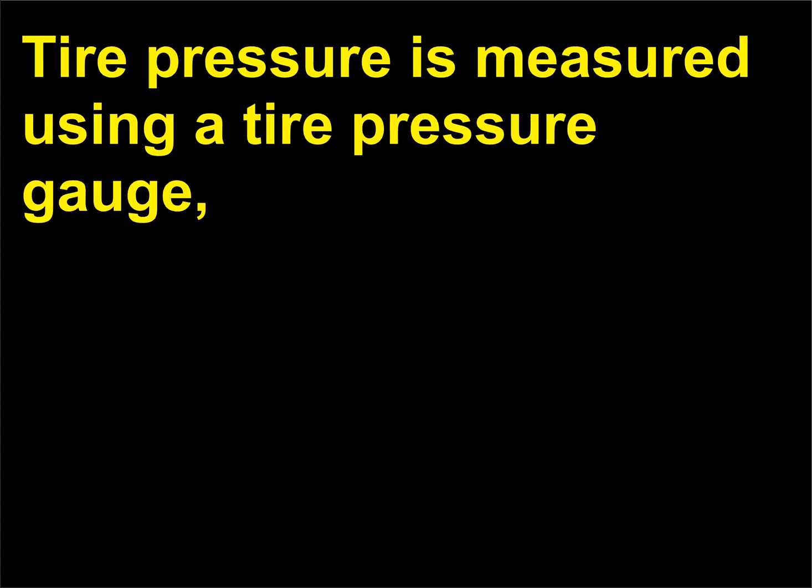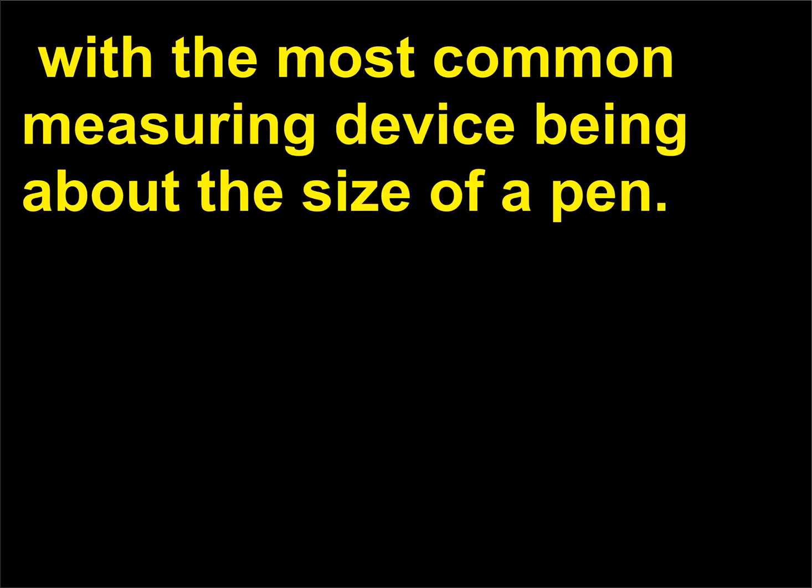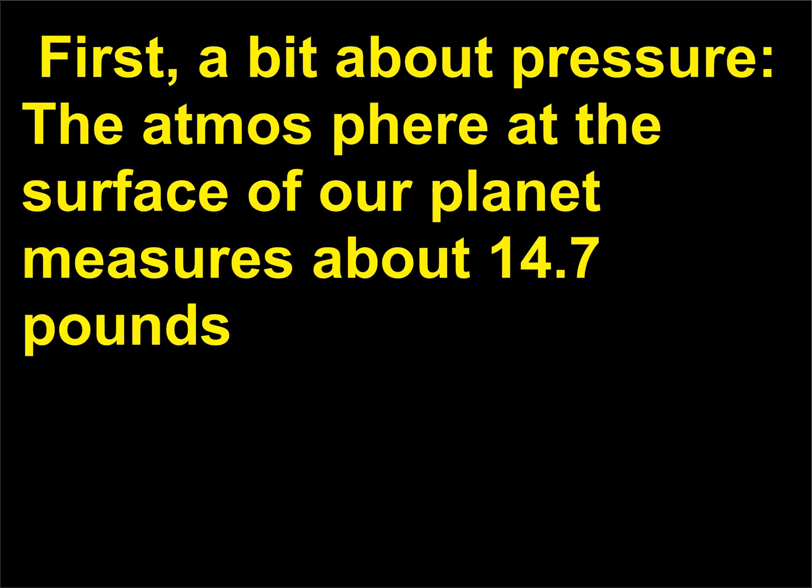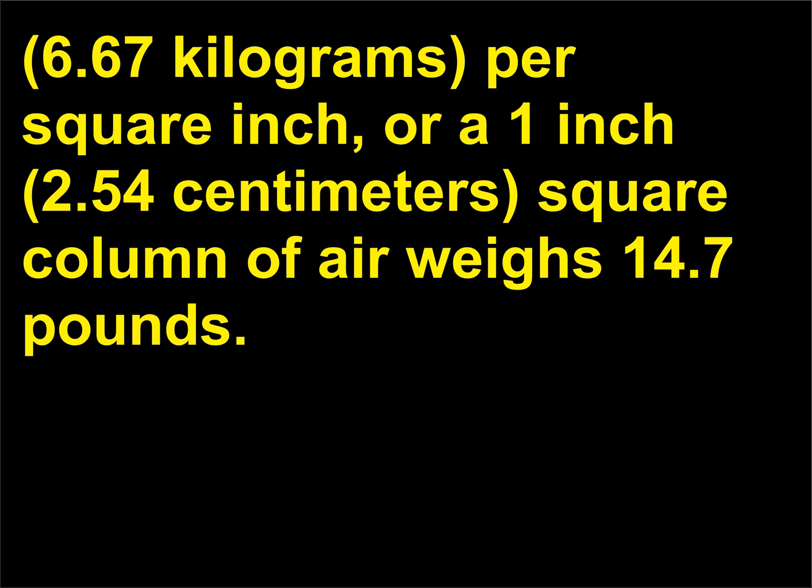Tire pressure is measured using a tire pressure gauge, with the most common measuring device being about the size of a pen. First, a bit about pressure. The atmosphere at the surface of our planet measures about 14.7 pounds, or 6.67 kilograms, per square inch. A 1 inch, 2.54 centimeter, square column of air weighs 14.7 pounds.